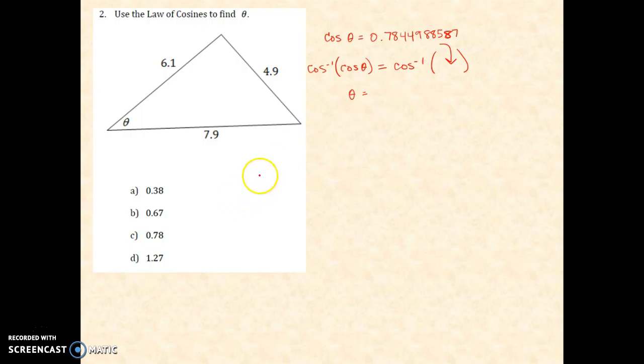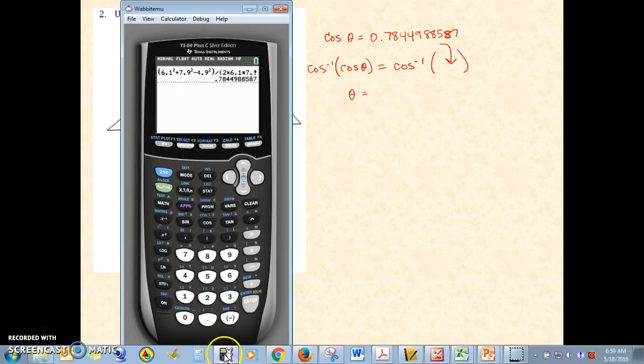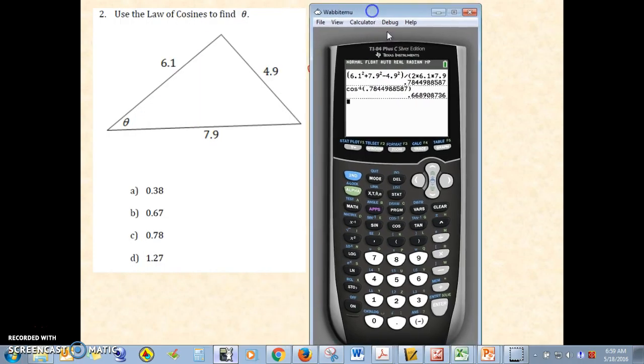And let me bring my good friend Mr. Calculator back on board. Now I've already got this number up here, so what I'm going to do is second inverse cosine, and then I'm going to use my arrow to go up here and grab that guy, hit enter. Inverse cosine of that guy equals 0.6689 something. Let's see. Now that looks like B.